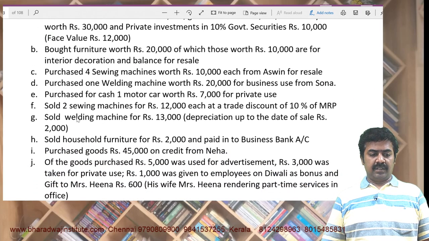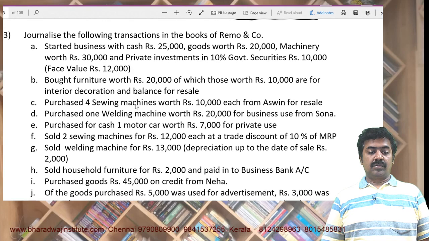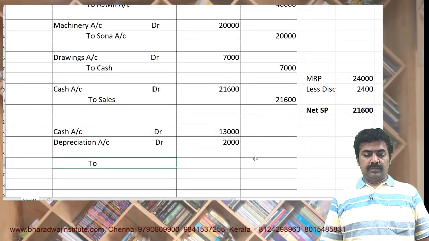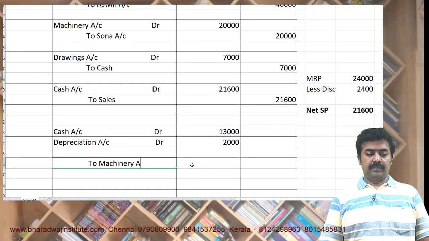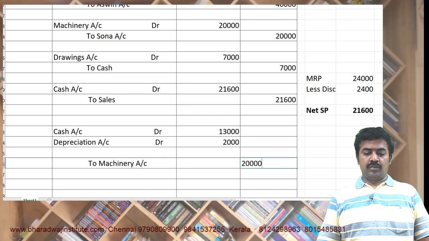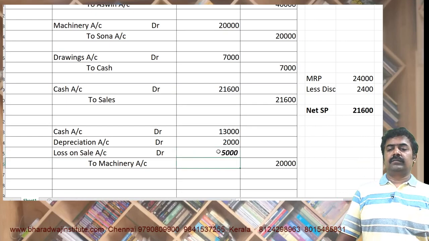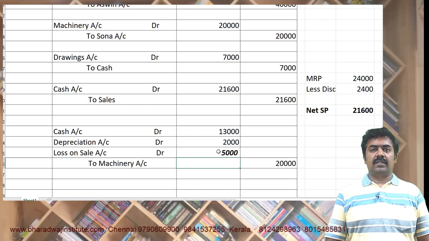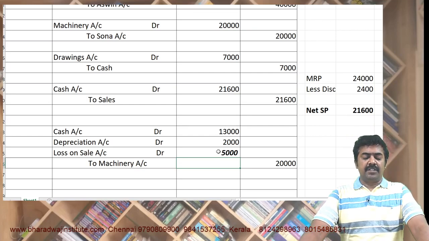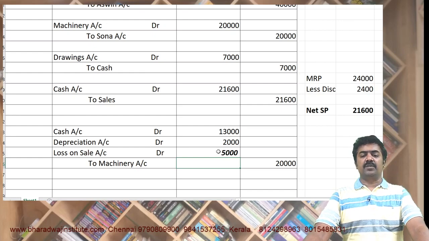Welding machine, where is it? This, 20,000, to machinery. So the balancing figure will become loss on sale account. Loss on sale of machine account debtor, how much? The balance, 5,000. Right? So cash account debtor, depreciation account debtor, loss on sale is the balancing figure, to machinery account.